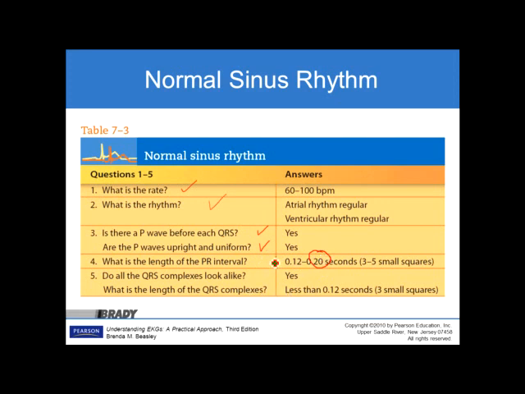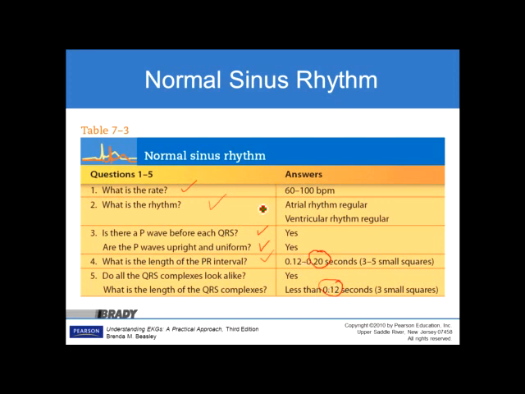On step 5, do all the QRSs look alike? If they do, then yes is the answer. And what is the length of the QRS complexes? They should be less than 0.12, and this is all 5 steps.